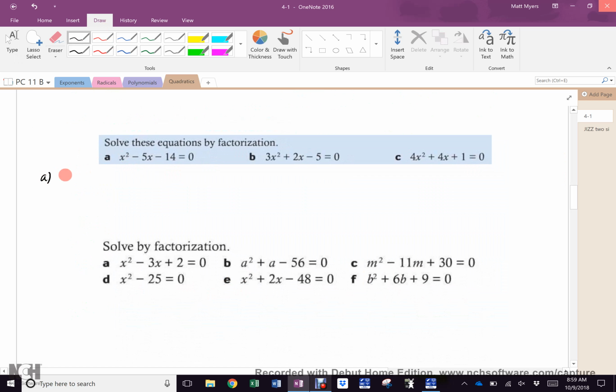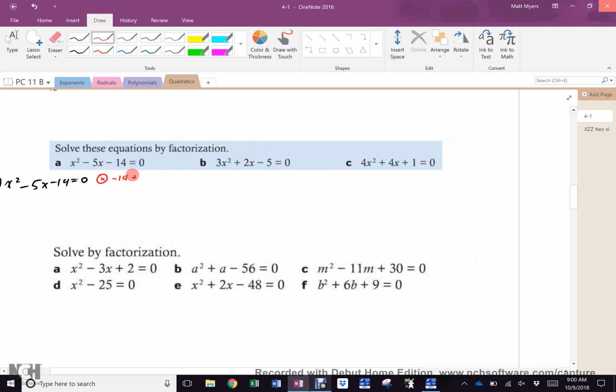A, x squared minus 5x minus 14 equals 0. If you're going to solve that, you're going to solve by factoring, because I told you to factor. I need to multiply to what? Negative 14 and add to negative 5. Right? And what is it? Lucas has already told us.